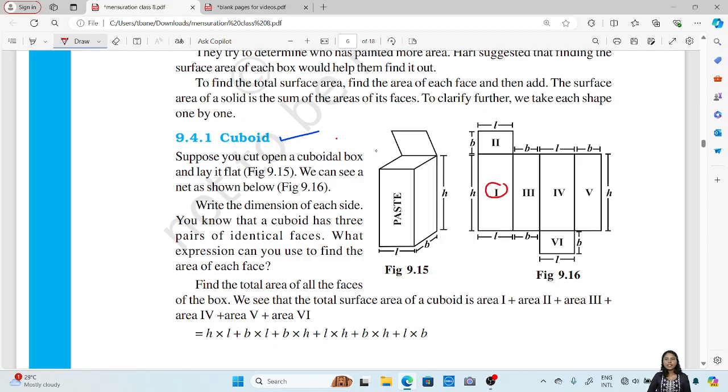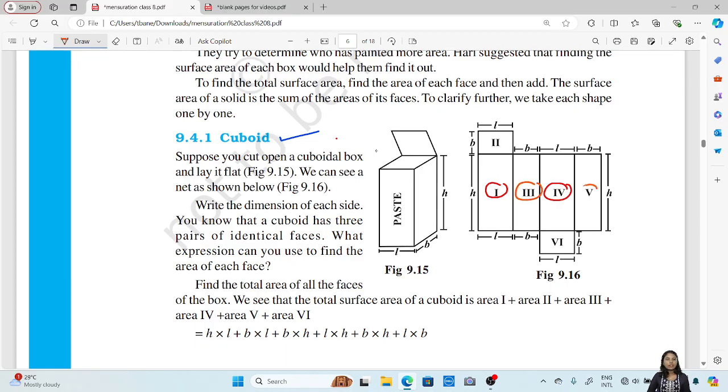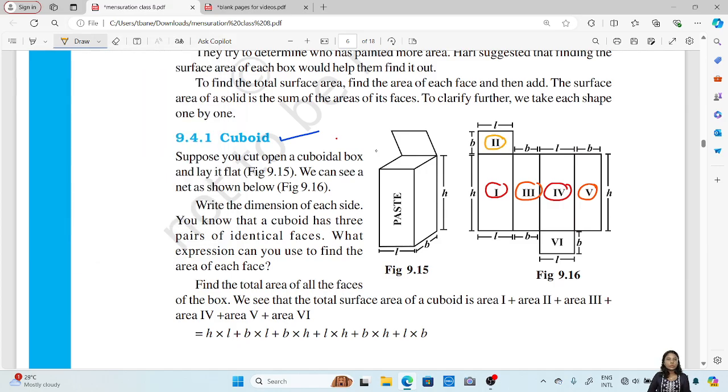What I have said here is that the cuboid has three pairs of identical faces. Now this 1 and 4 are identical, so they make one pair. Then 3 and 5 are identical, so they make another pair. And 2 and 6 are identical, so they make the third pair. So these are the first pair, second pair, and the third pair. So a cuboid has three pairs of identical faces.